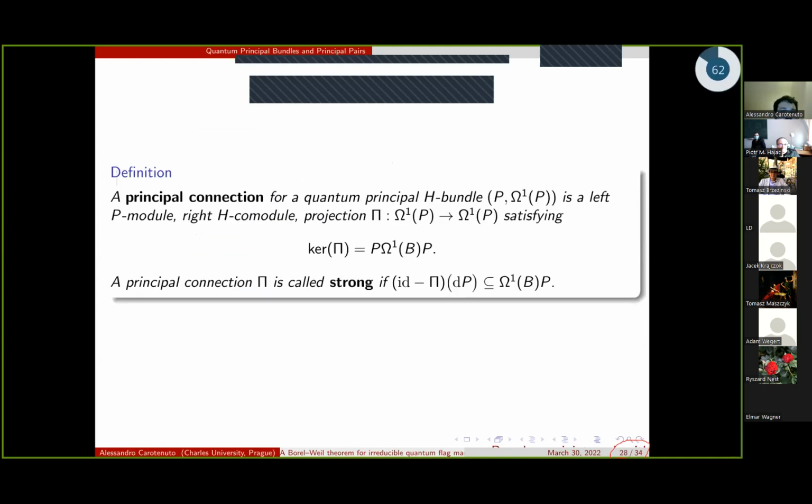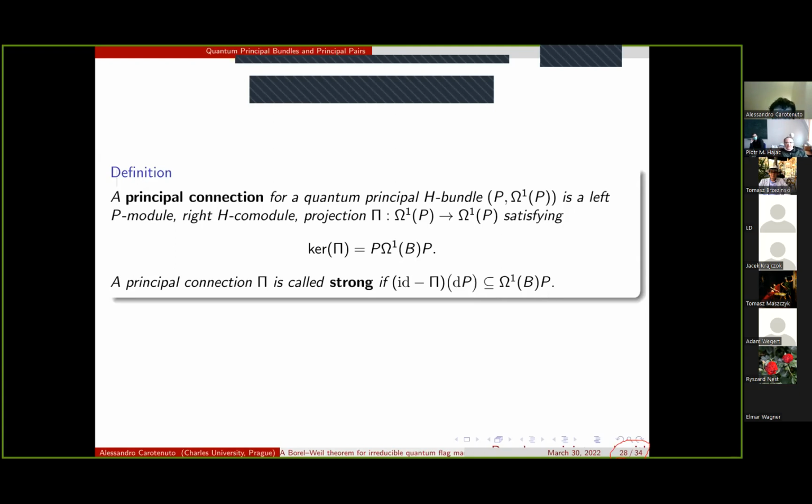Now, remember that I can define a principal connection for a quantum principal bundle as a projection Π from Ω^1(P) into Ω^1(P) such that its kernel corresponds to what we call the horizontal forms, which are elements inside PΩ^1(B)P. Sorry, Piotr, I didn't mention that the definition of strong connections is yours. Thank you. The principal connection is called strong if (id − Π)∘d(P) is contained inside Ω^1(B)⊗P, multiplied only on the right.